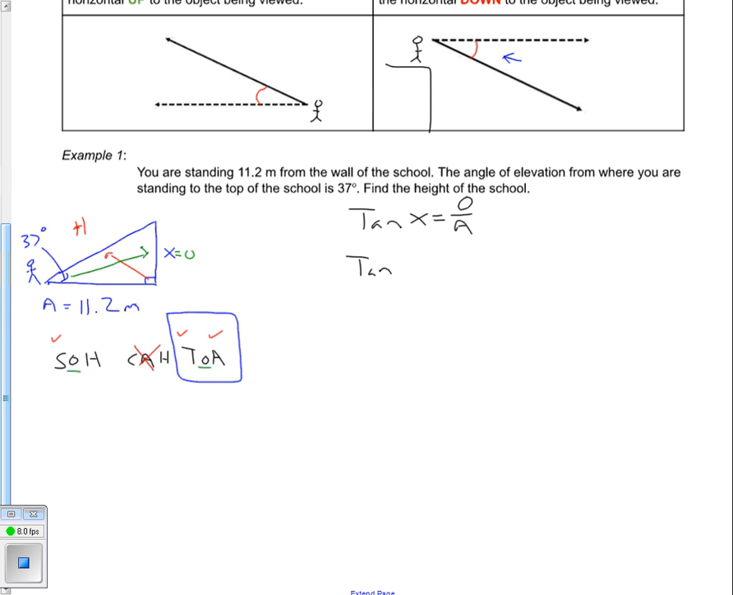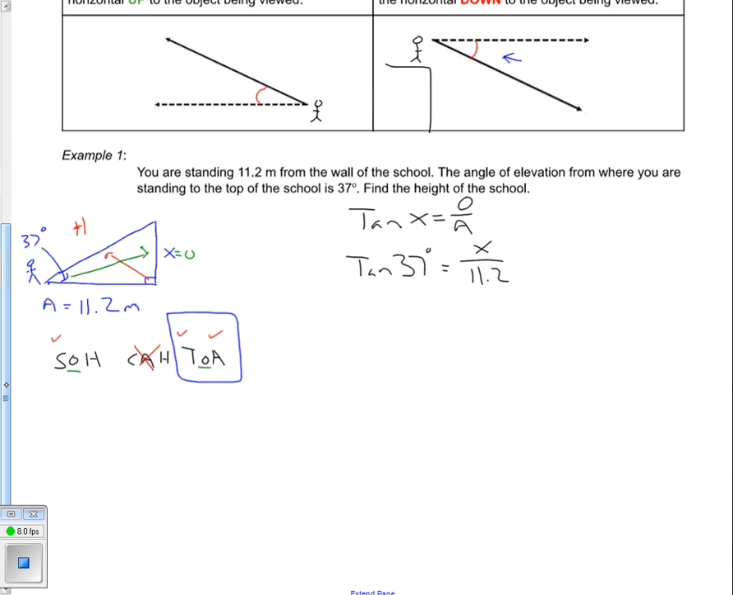So I know that my angle is 37 degrees. We determined that earlier. My opposite is what I'm looking for, and we can call that x. And my adjacent value is 11.2 meters. Okay, so now I've got enough information to solve.